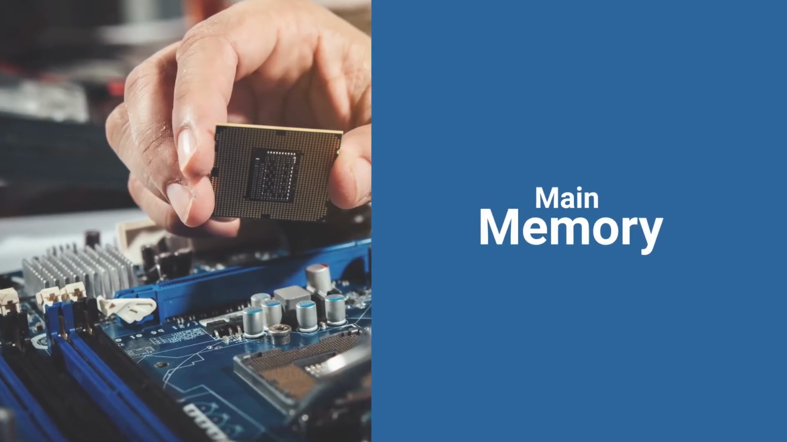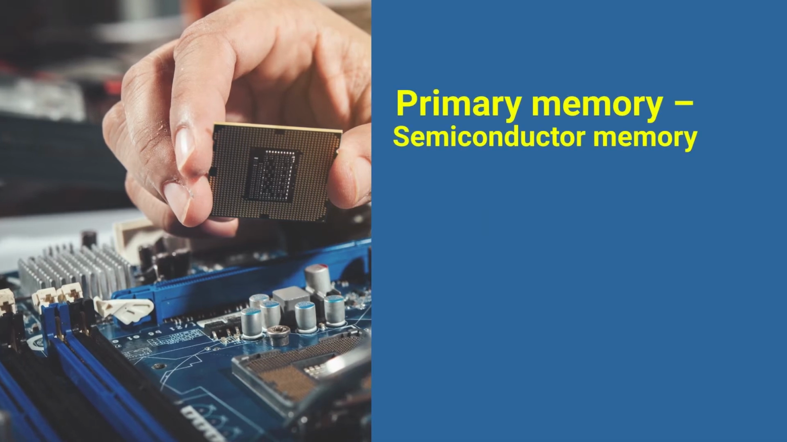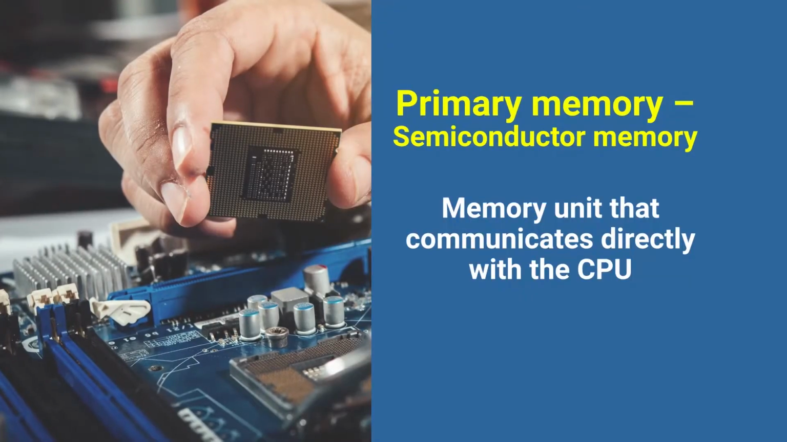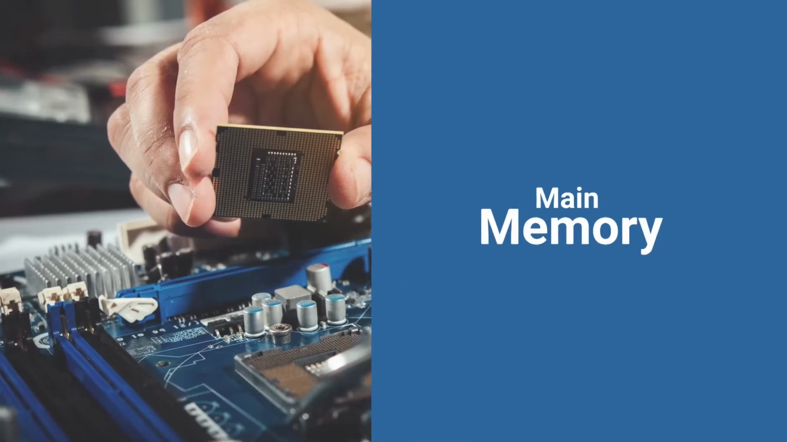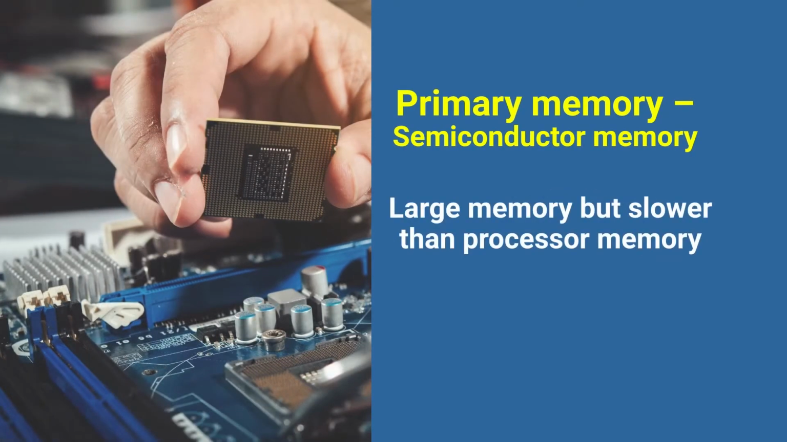Then we have the main memory. They are also semiconductor memory devices, also referred to as the primary memory. Basically, these memory units communicate directly with the CPU. As we discussed, the data and programs currently needed are stored in the memory, so any operation the CPU is going to perform will fetch the information from the main memory. Generally, this memory is large compared to the CPU memory, but it is relatively slower than the CPU memory.